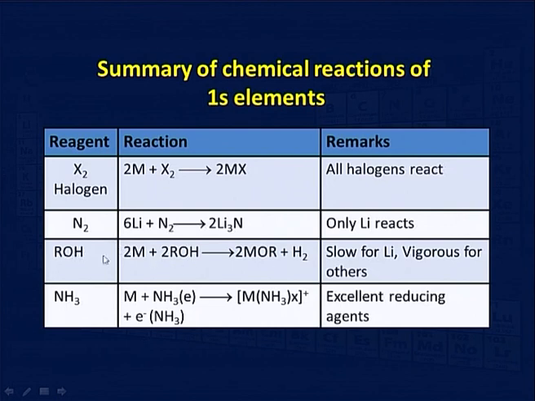Then with alcohol they give ROH, MOR, alkoxide type compounds. MOR is nothing but metal alkoxide, and it is slow with lithium, but others react very fast. And with ammonia we have already seen just now that they give solvated electron, and you can see here it is written: excellent reducing agent as well as good conductor, because of the formation of ions in this solvent.